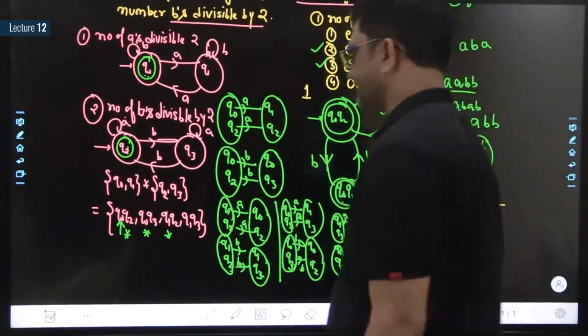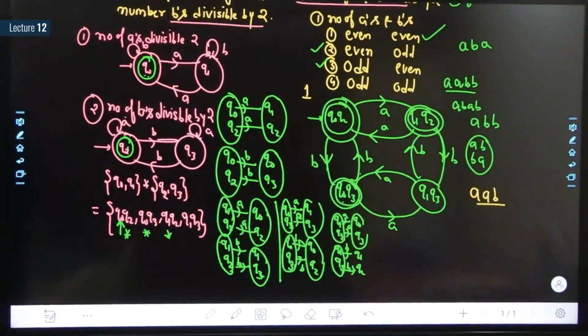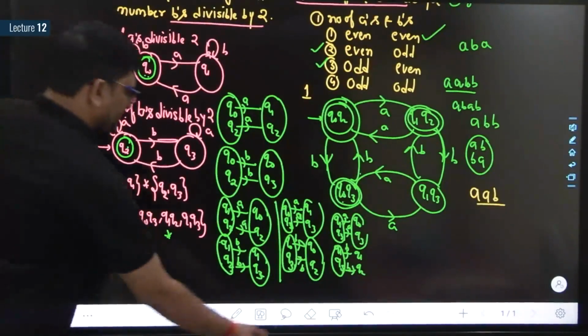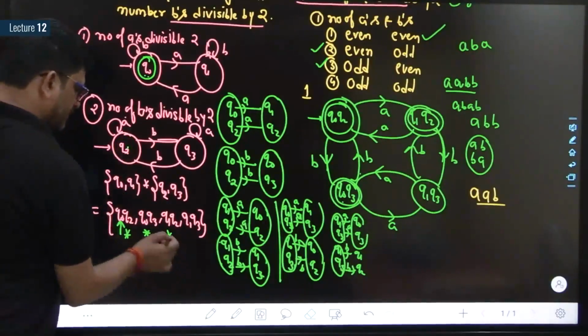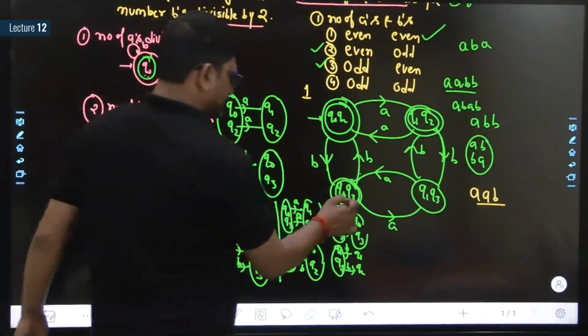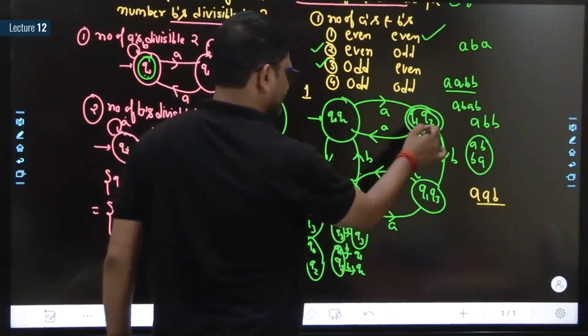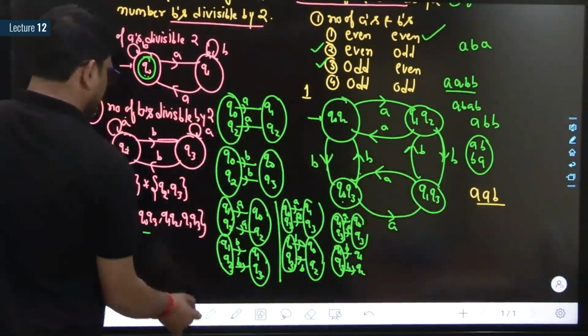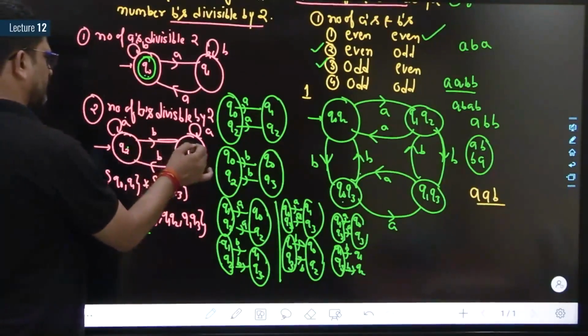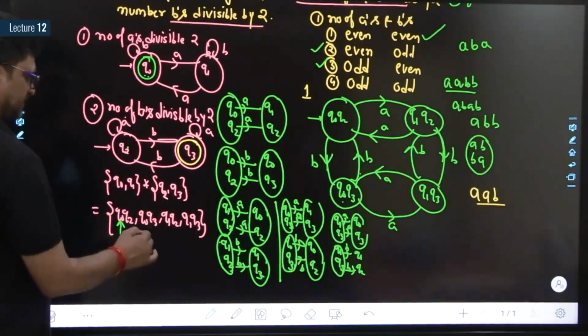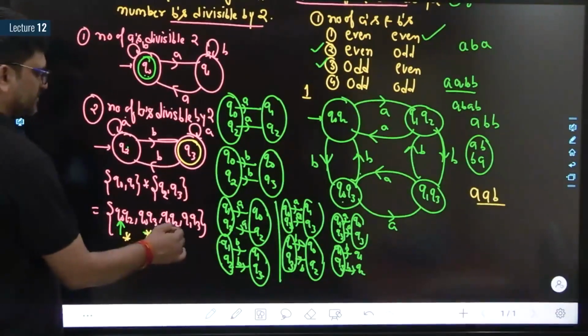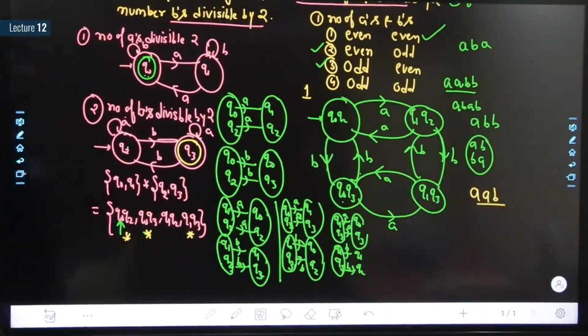Clear? First case. Now for the second case. Number of A's even and number of B's odd. What are the final states for this? In case of number of B's odd, this one is final. Then this is final. This is not final. This is final. These three states are final.